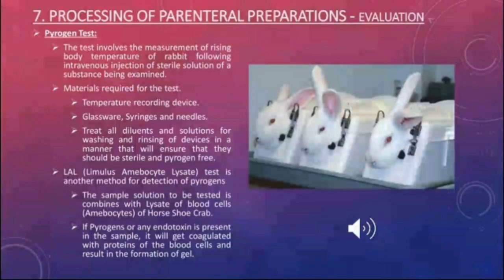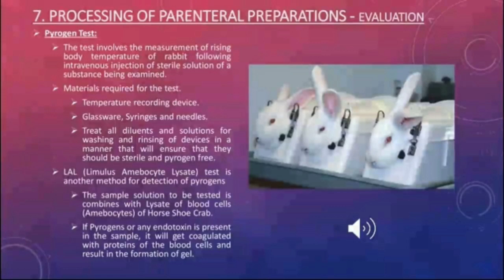The test is carried out in an air-conditioned room. The amount of sample to be injected varies according to the preparation being examined and is prescribed in the individual monograph. The solution under test is injected slowly through an ear vein in a volume of 0.5 to 10 ml per kg of body weight.